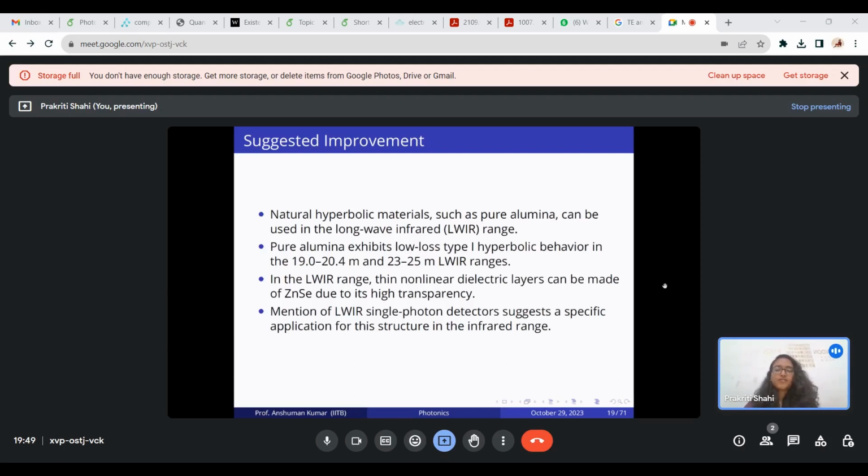And in this long wave infrared range, we see that the dielectric constant in the x and y direction is equal to the dielectric constant of ZnSe, and so ZnSe can be used due to its high transparency. We would also require single photon detectors, and since of late we have been able to find long wave infrared regions in single photon detectors, we could actually consider using natural hyperbolic materials to make our photonic hypercrystal.